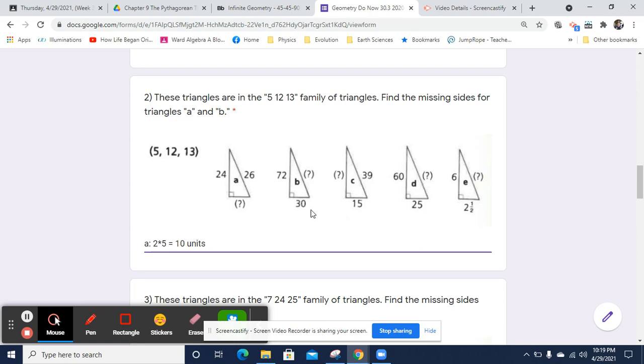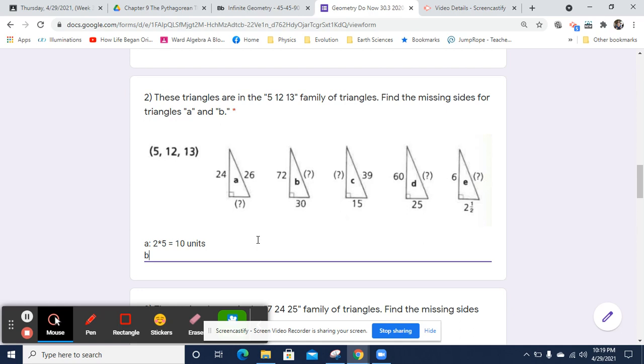And then B here, we've got a 30 and a 72. So this is going to be the 5 and the 12. That'll be the 13 side. So 5 times 6 is 30. 12 times 6 is 72. And 13 times 6 is 78. So B is going to be 6 times 13, which is going to equal 78 units.